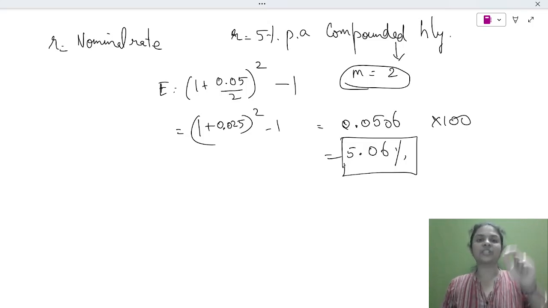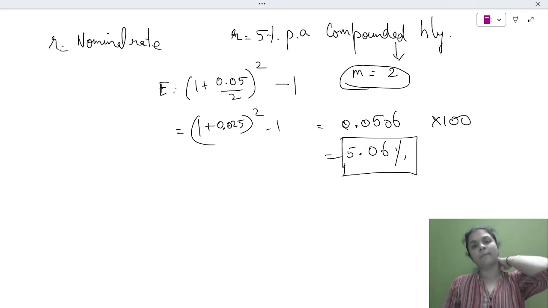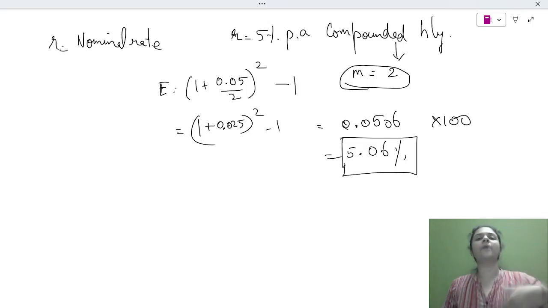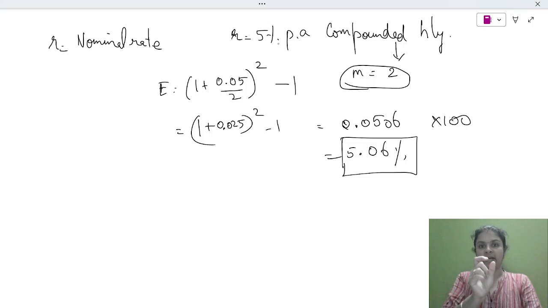Nominal rate is the actual rate of interest charged. But because the effect of compounding periodicity increases, you are actually getting more interest than the rate. See, compounded half yearly, the first half year is 5% per annum, the second half year 5% per annum I am getting. So I am getting more than an average of 5% interest.